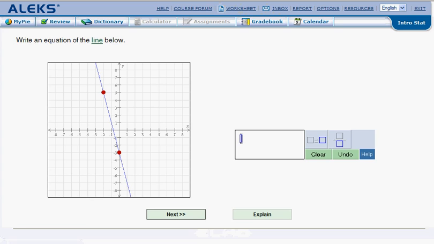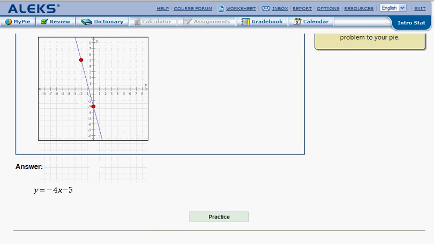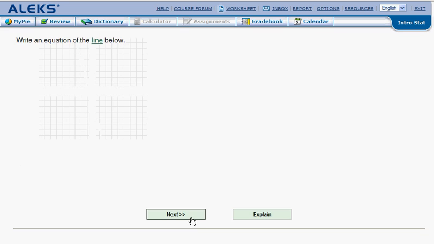Let's go back to ALEKS and give them that. Let's type it all in: y equals -4x minus 3. And let's check and see if that is correct. Yes, it is. Let's do another one here, because this is difficult for many people.